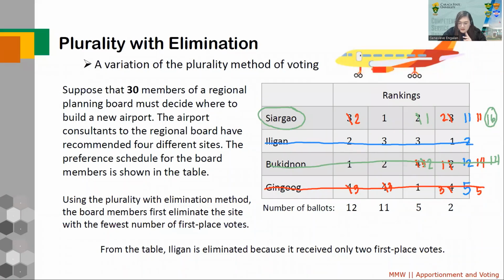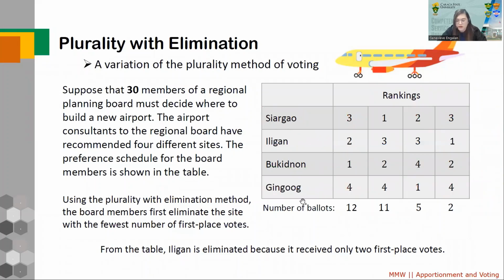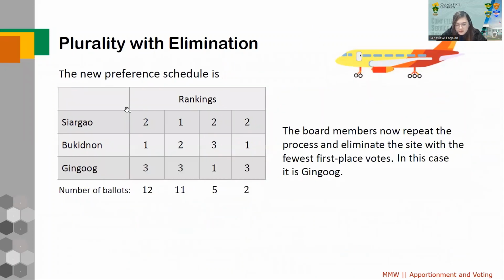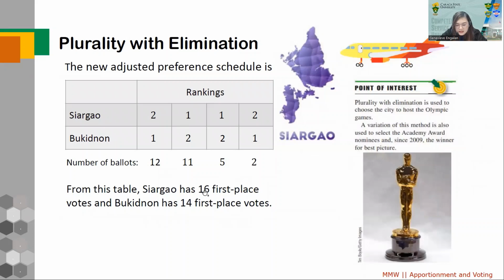Yes, ma'am. Okay. So, for the plurality with elimination, the winner changes the ranking. Siargao has 16 first place votes, you have 11 plus 5, 16, plus Bukidnon is 12 plus 2, which is 14 first place votes.